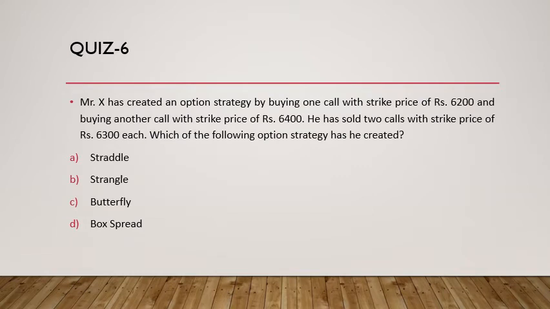Moving further on to question number 6, it says Mr. X has created an option strategy by buying one call with a strike of 6,200, buying another call with a strike of 6,400, and selling two calls midway with a strike price of 6,300. When you have one buy of a lesser strike and one buy of a higher strike, and in between you are selling two call options, it would be called a butterfly spread. So the answer to this would be the butterfly spread.